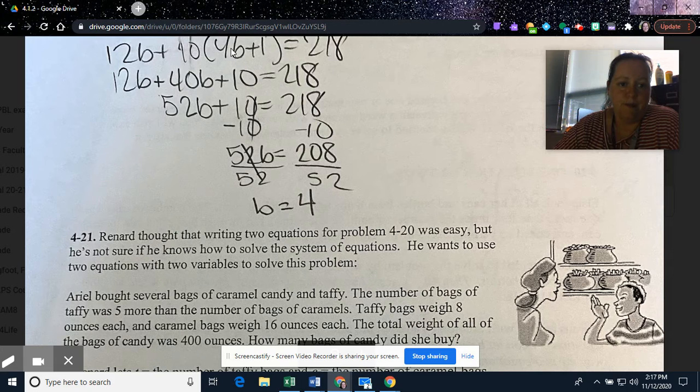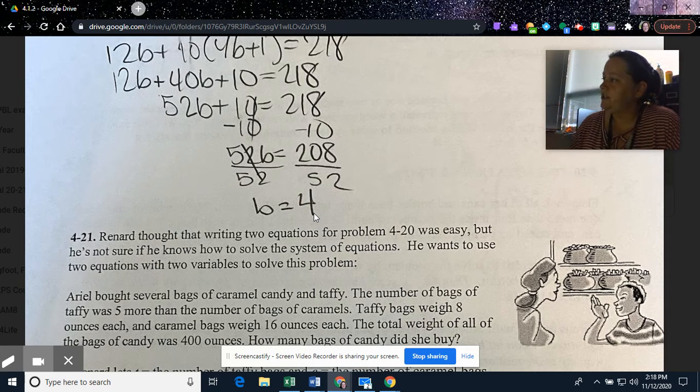So you do the distributive property first. So 10 times 4b is 40b. 10 times 1 is 10. From here, you combine like terms. 12b plus 40b is 52b. Keep your plus 10 equals 218. Now it's time to start solving. So you're going to subtract 10 from both sides. And then you have 52b equals 208. Divide both sides by 52, and you can tell that there were 4 bottles.